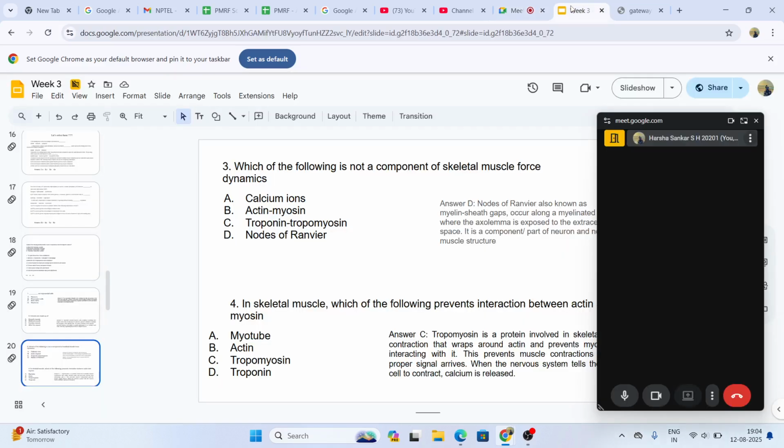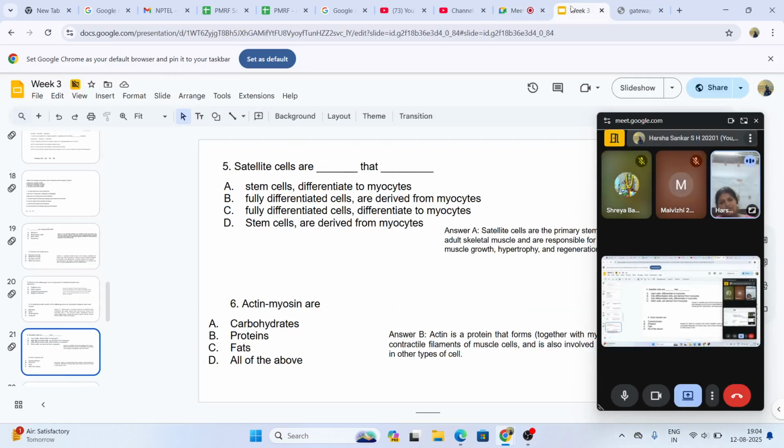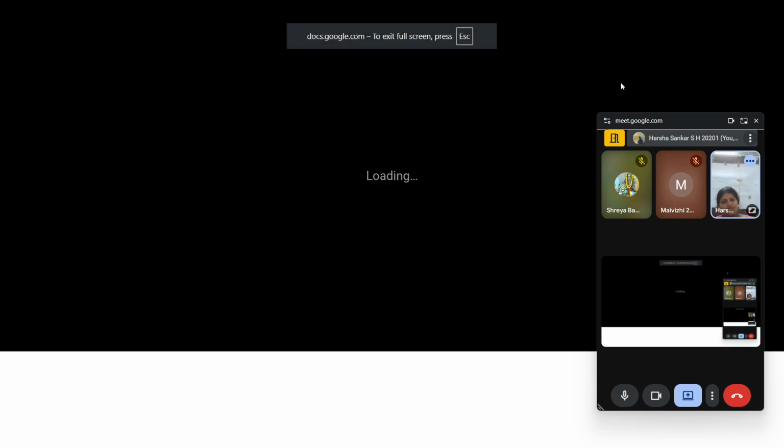I am not able to move the screen. That's why I am coming multiple times and doing this.